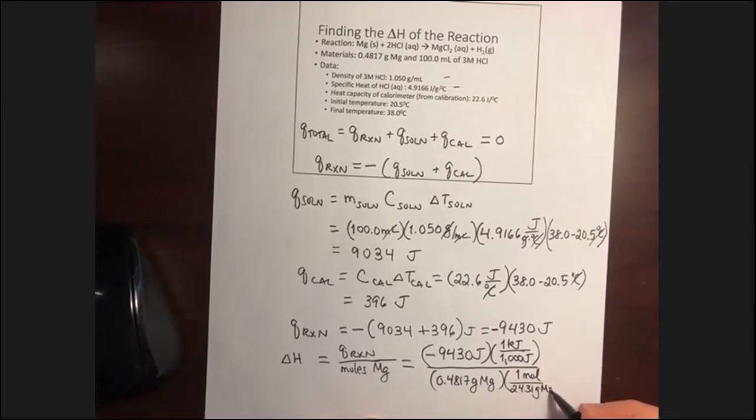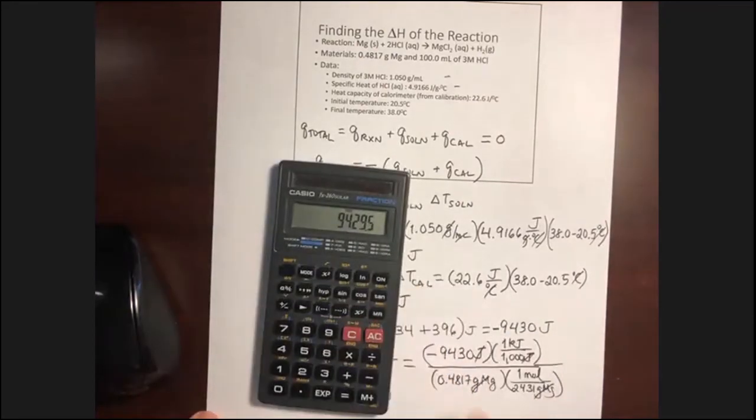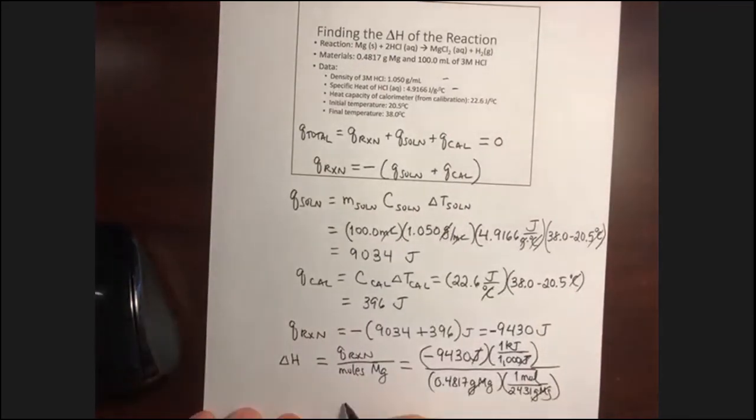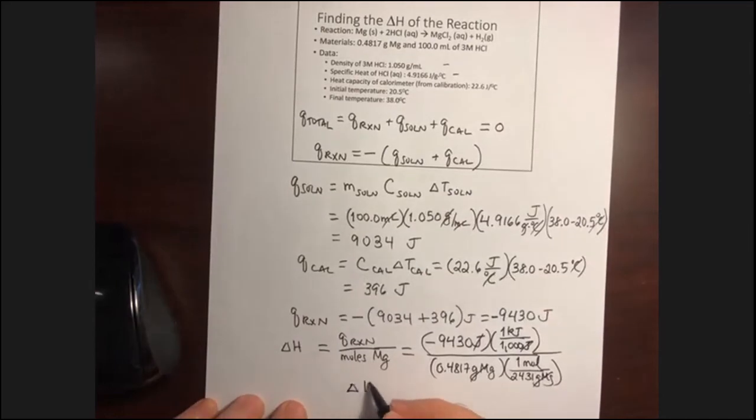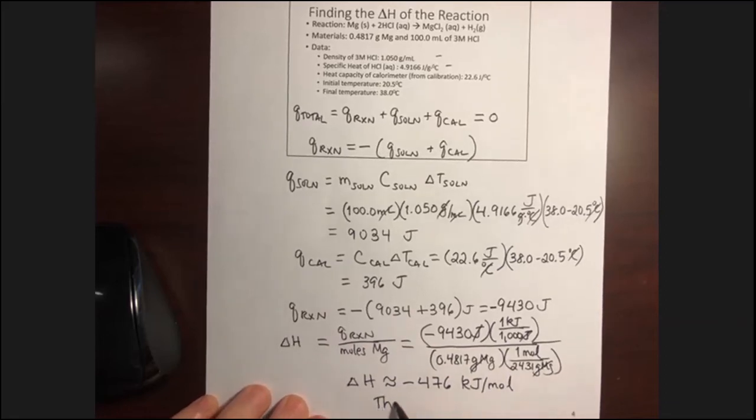24.31 grams of magnesium. So that cancels out those. The joules will cancel out here. So I think I'm just going to basically say that delta H here, I'm going to do the calculations. It's approximately about minus 476 kilojoules per mole. Remember, this number is delta H1 in our path of reactions for the Hess's law application, all right?